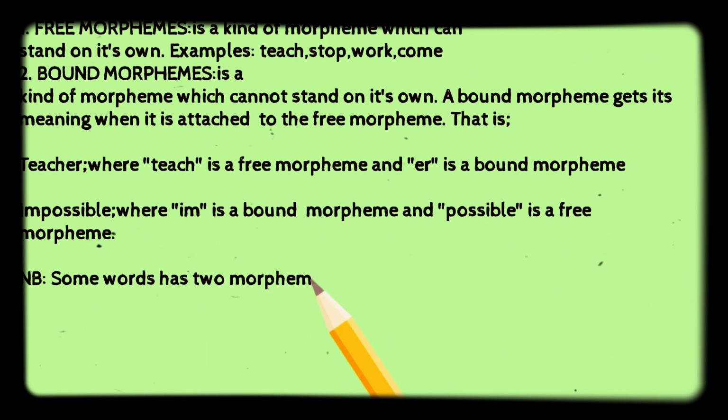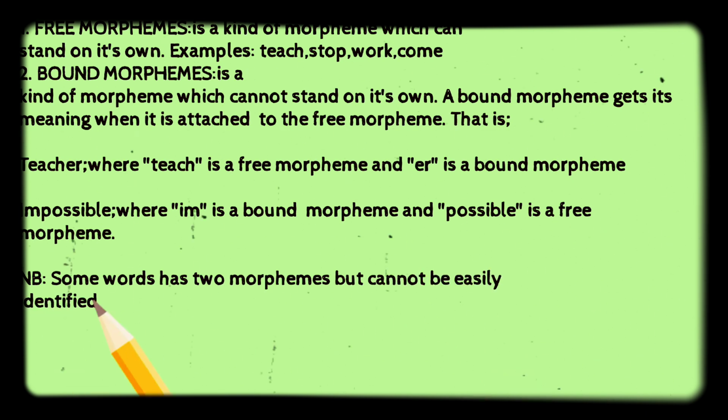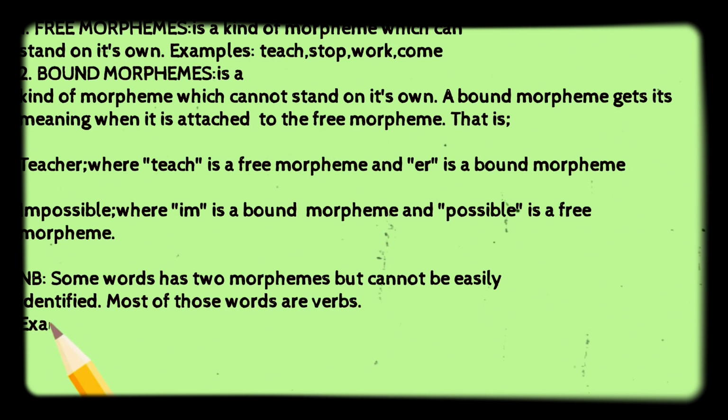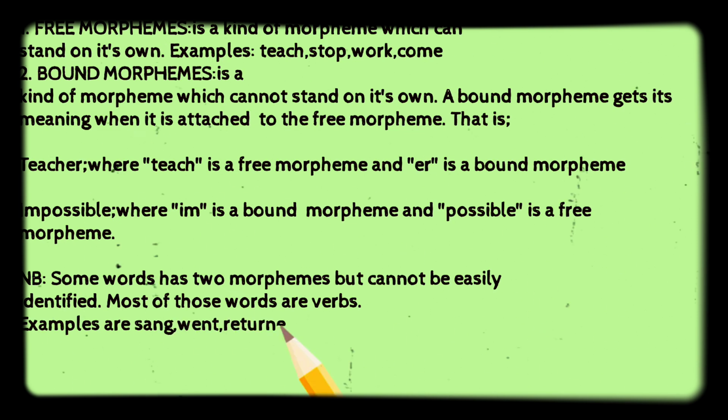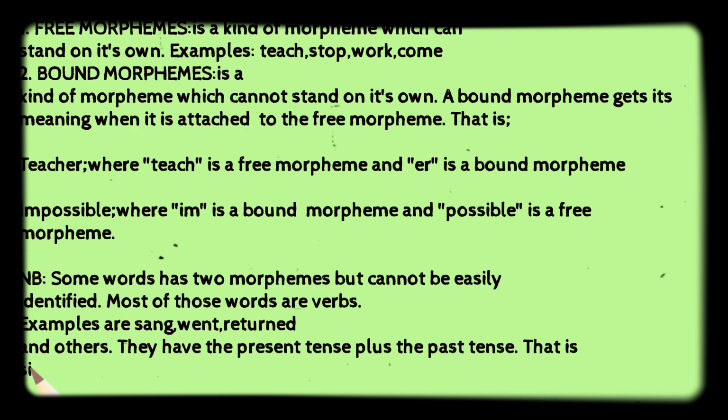We should also know that some words have two morphemes, and most of these words are verbs. Examples are sang, were, returned, and others. When you take sang, you see we have sing, which is in the present tense, and the past tense added to it makes it sang. And it has two morphemes: the sing plus the past tense marker.